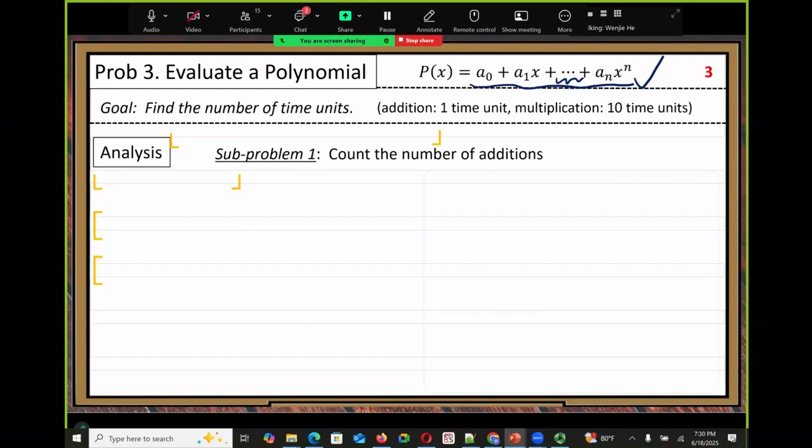So here, we need to find a way to keep track of the data, so we won't get lost when we count the number of plus signs. In order to count the number of additions, because we know each plus sign corresponds to one addition, right? Another plus sign corresponds to another addition, and so on. Okay? So the question: how many plus signs do you have in this P of X formula?